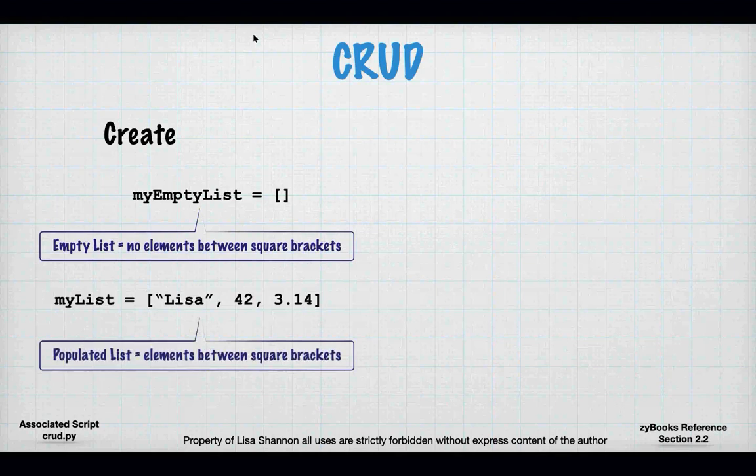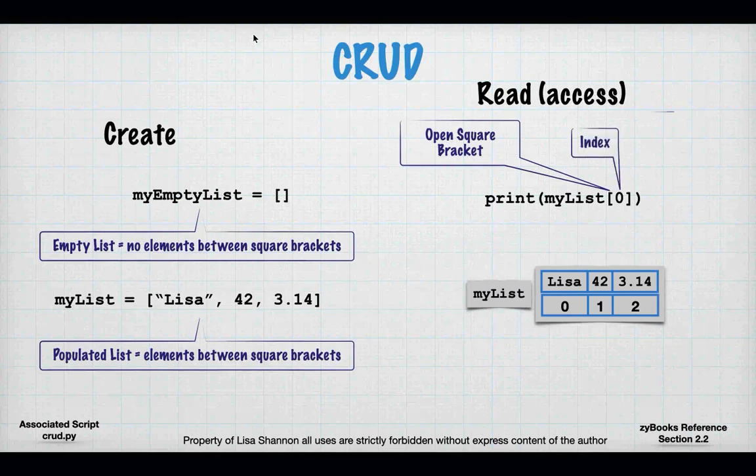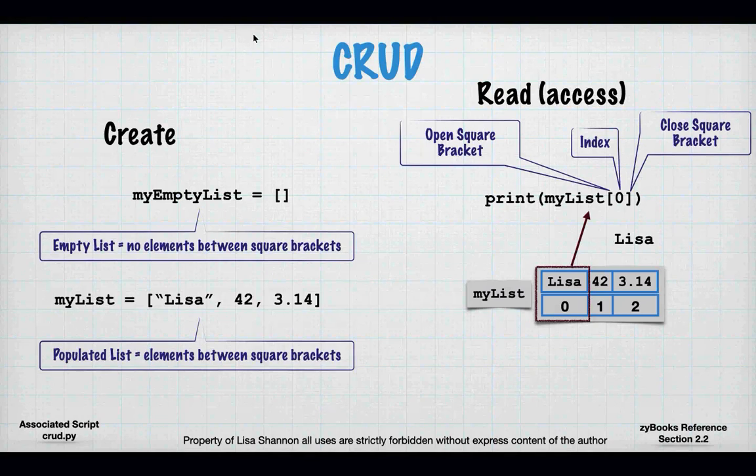Now, I can create a list that's populated. We already saw how this happened in the other code. I can access, read, or access elements within the list by using that index. So in this case, how do I do that? What's the syntax for doing that? Well, the syntax for doing that is the name of the list, an open square bracket, the index number, and a closed square bracket. And in this example, you'll see that I'm asking for the value at index 0.